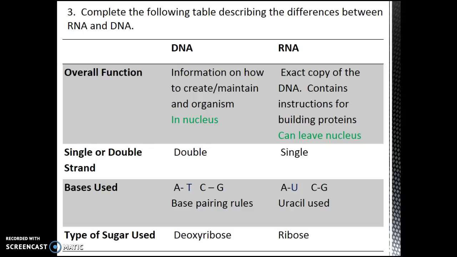The bases used, DNA is going to be A, T, C, and G: adenine, thymine, cytosine, and guanine. And then RNA is going to switch out that T for uracil. Have those base pairing rules. Type of sugar used, DNA is going to be deoxyribose, and RNA is going to be ribose.